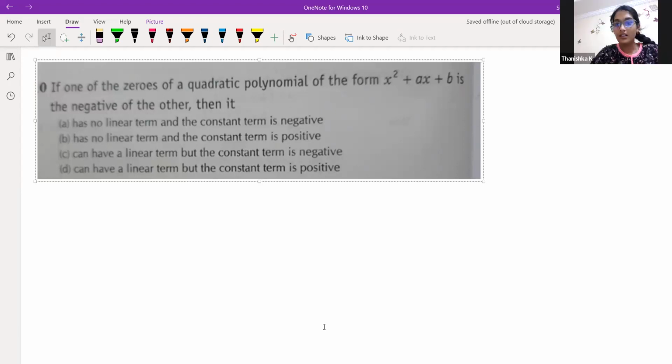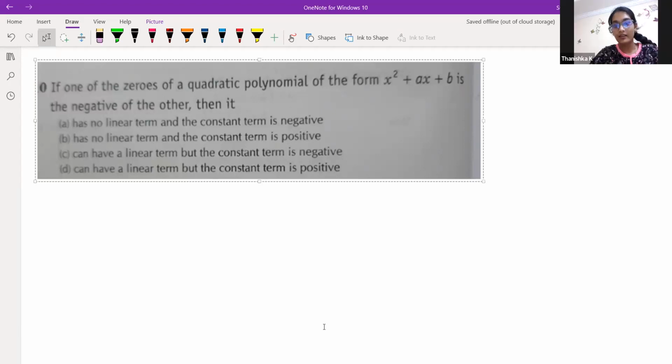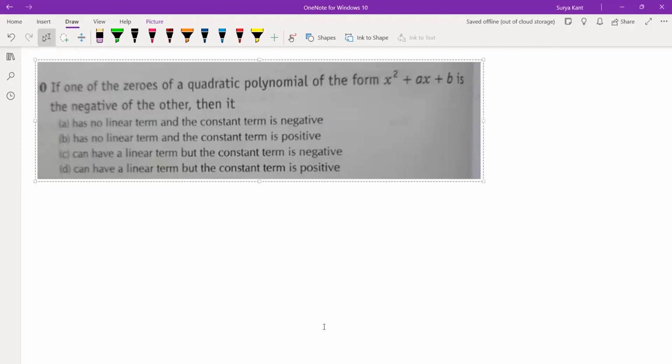Sir, I understood the linear term part. It will have no linear term. How? What is linear term actually? It's x power 1, the variable power 1. So if the zeros of a quadratic polynomial, okay. So you mean to say zeros of a quadratic polynomial, so the answer will come in the constant term only, right? Correct? That only you're saying, no?